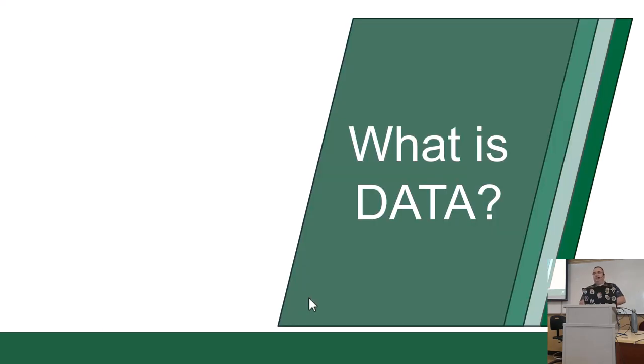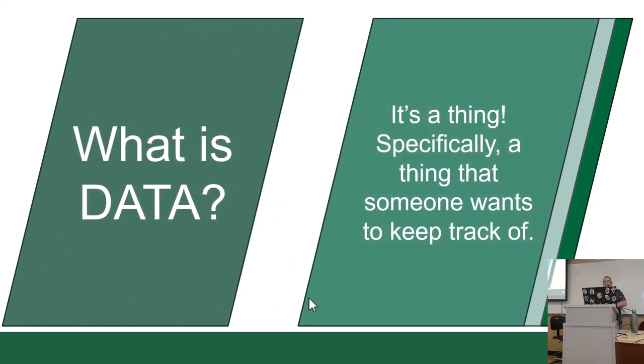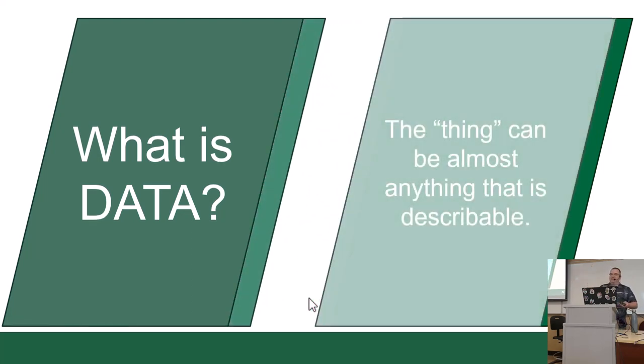So what is data? Literally, it's a thing. Specifically, it's a thing that someone wants to keep track of. Some people wonder why we use the word thing, because there's no other way to describe it. In French, it'd be une chose. It could be a person, a desk, an event, the weather. It's just something that needs to be tracked. It can be almost anything that is describable.